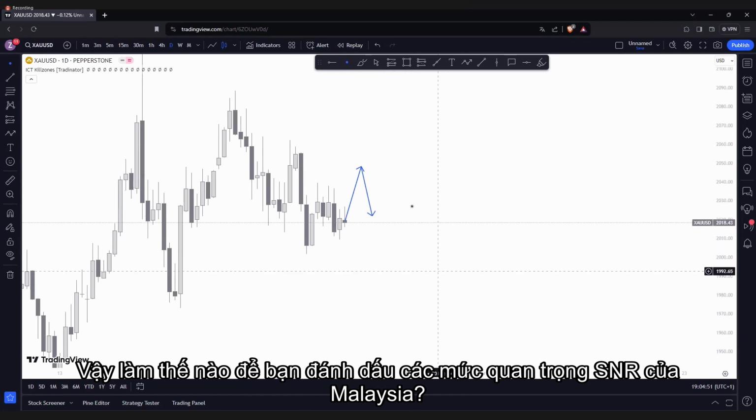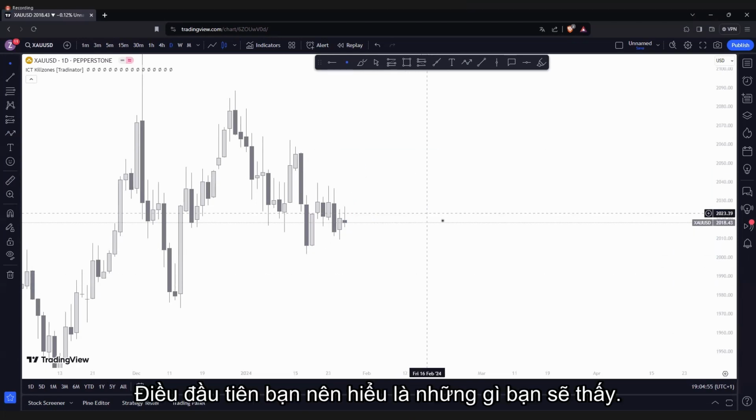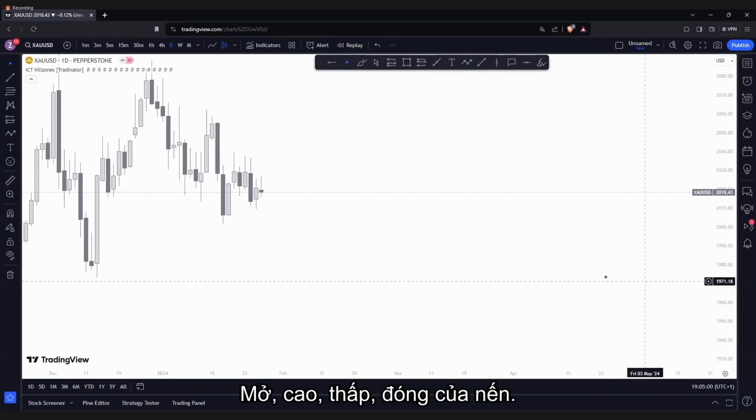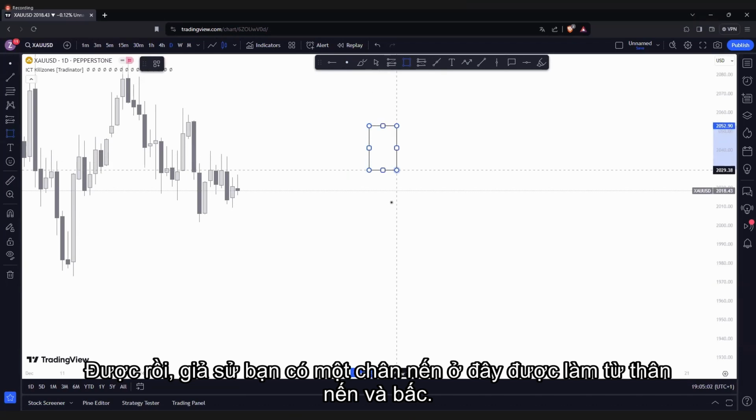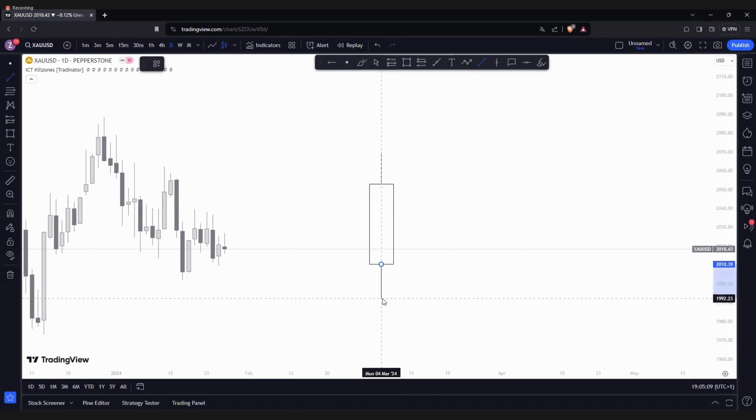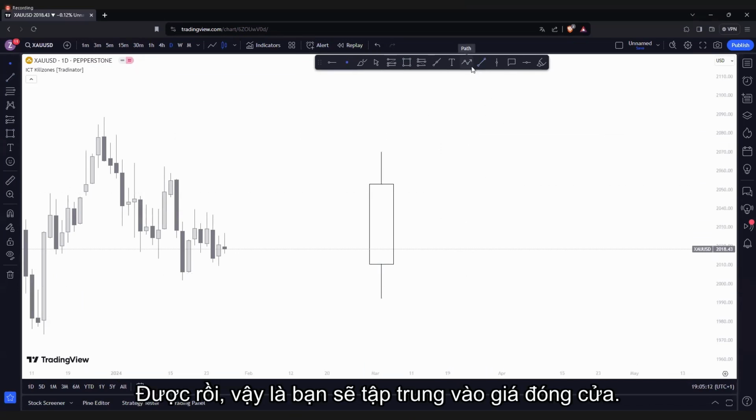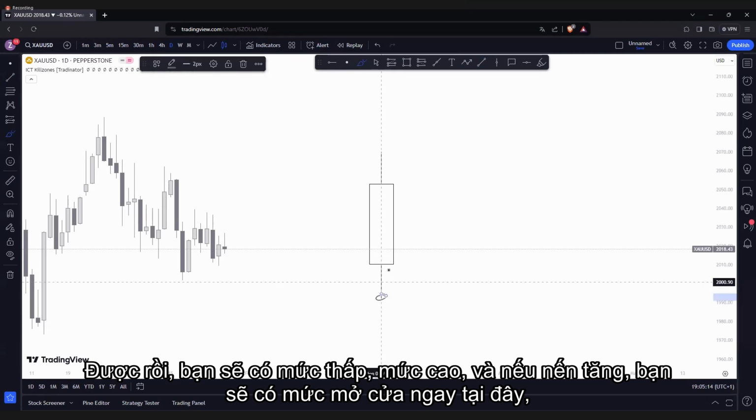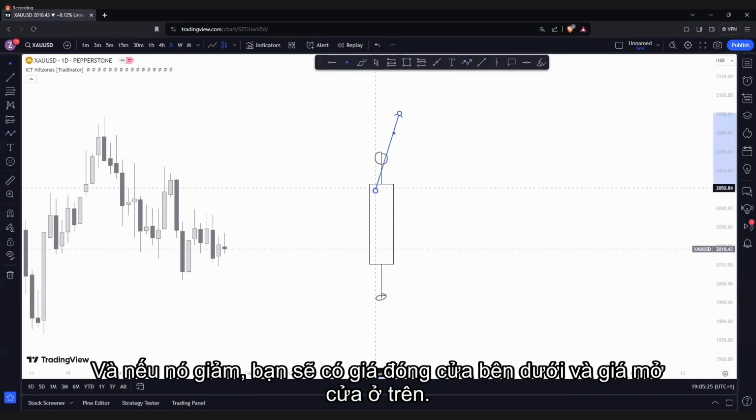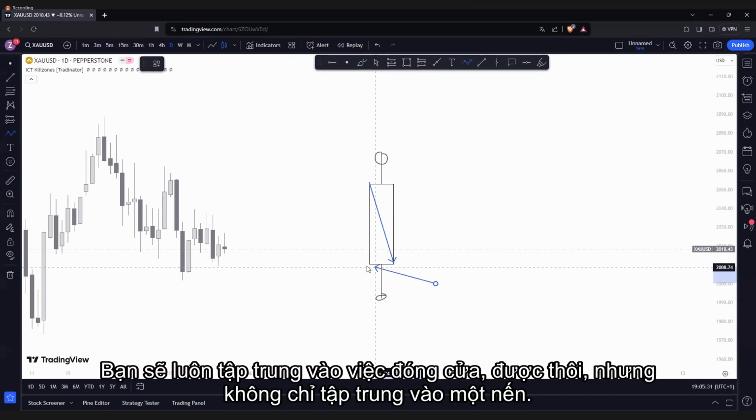So how do you mark the Malaysian SNR key levels? The first thing you should understand is the open, high, low, close of the candlestick. Say you have a candlestick made out of a body and a wick. You're going to be focusing on the closing price. You have the low, the high, and if the candlestick is bullish, the open is down here and the close is up there. If it is bearish, the close is below and the open is above. You're always focusing on the close.